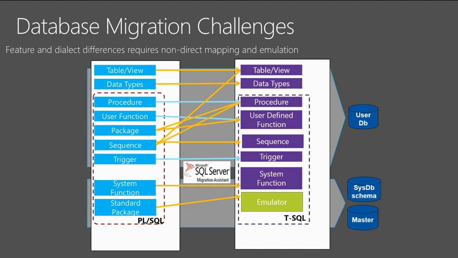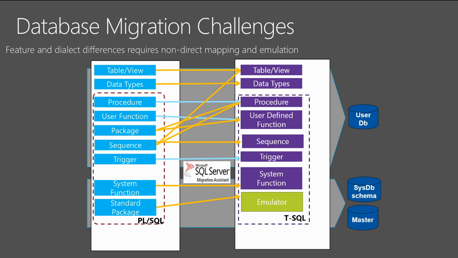So they have tables, views, data types, procedures, user-defined functions. We have all of that. Oracle has something called packages. We don't have the concept of a package. Basically, a package is a higher level unit of encapsulation. It's a logical container with multiple procedures in it. They have sequences, triggers. We have that now as well.